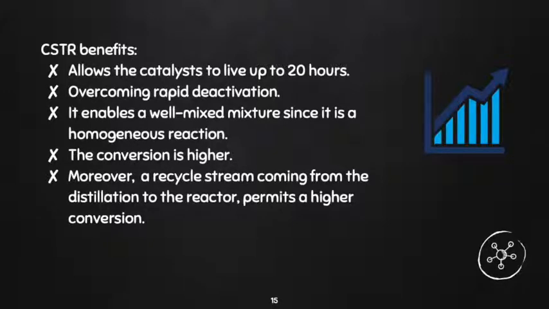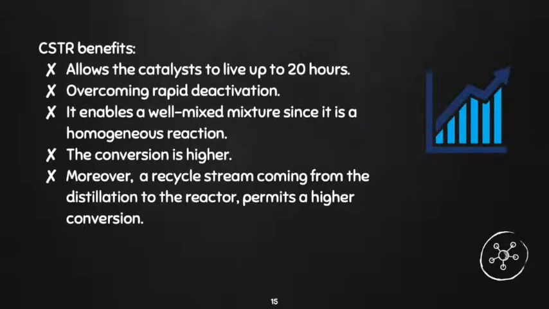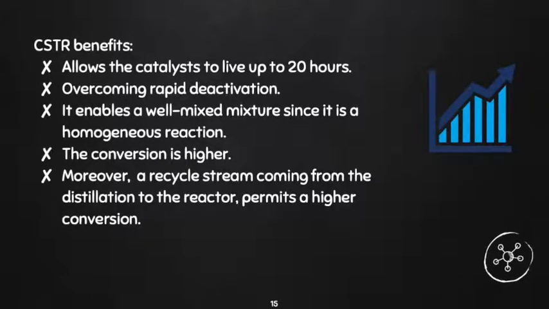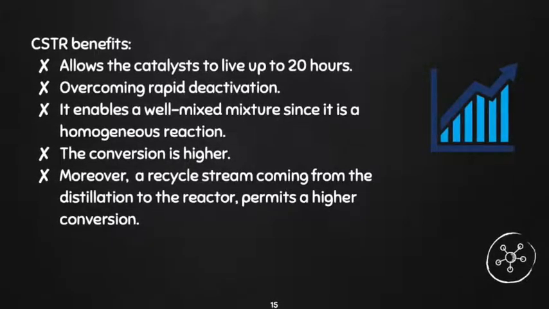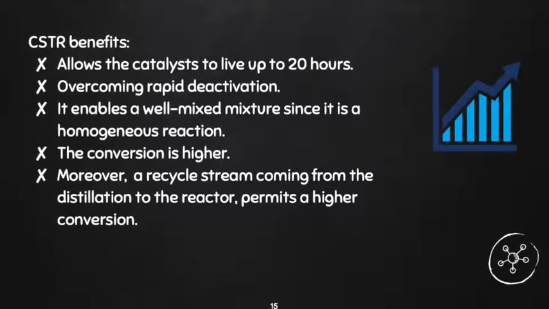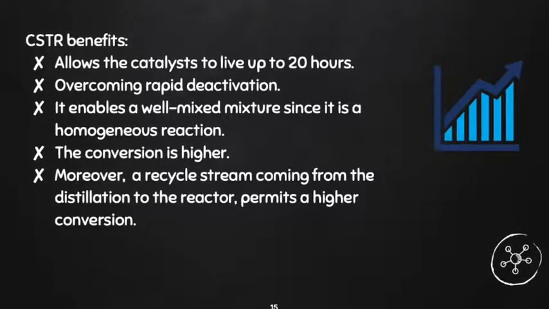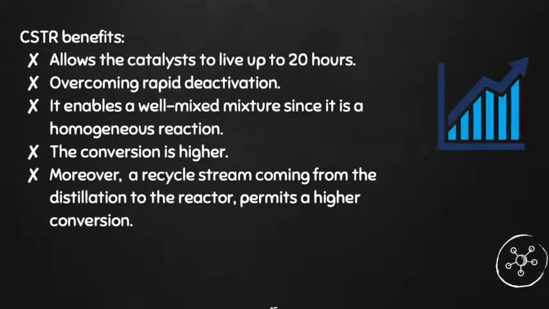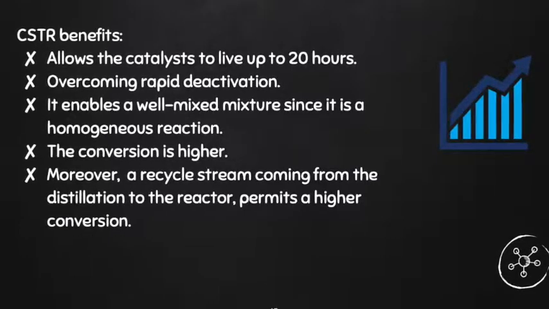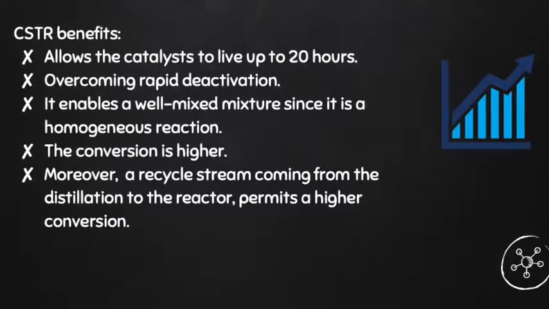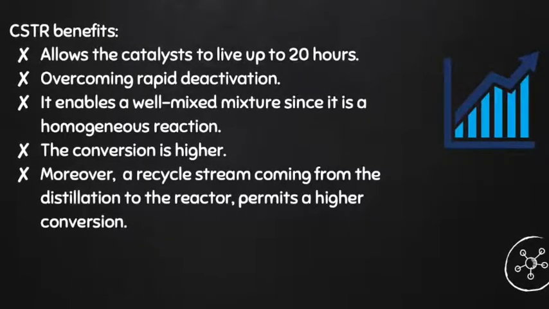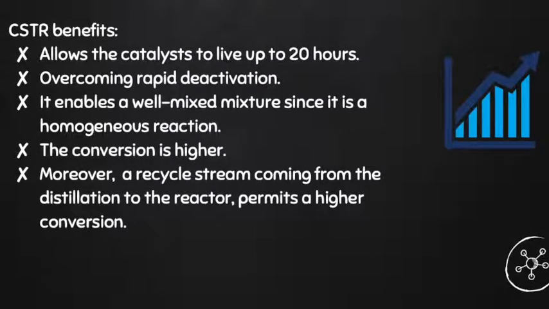Here we have a list of benefits of using a CSTR reactor in this type of process. The first one is that it allows the catalyst to live up to 20 hours. The second one is overcoming rapid deactivation. The third one is that it enables a well-mixed mixture since it's a homogeneous reactor. Then, the conversion is higher than if we used some other type of reactor. Moreover, if we add a recycled stream coming from the distillation to the reactor, it will permit a higher conversion.